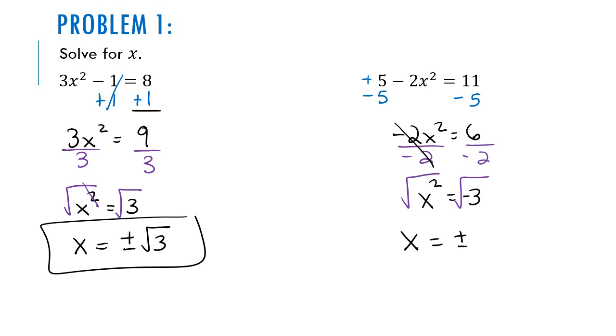plus and minus. We do have a negative inside of the square root. That means we need the letter i. And then since we can't square root 3 and get a whole number, we're going to leave it inside the square root. So it'll be plus and minus i square root 3.